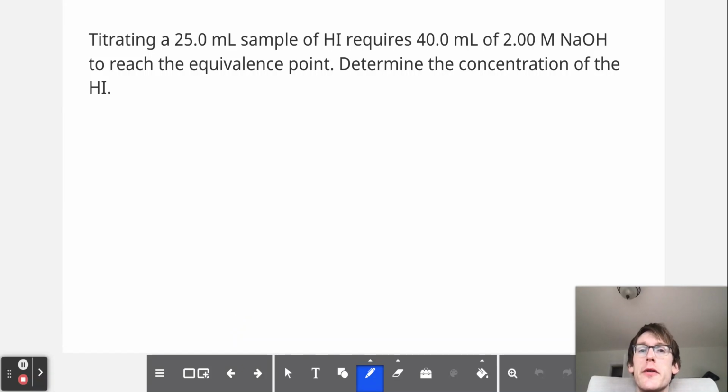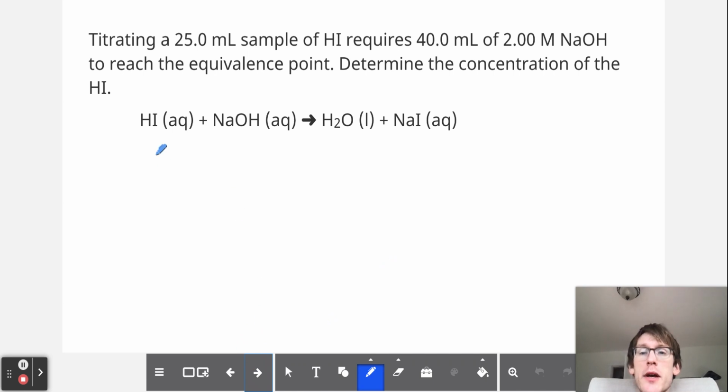In this video, we're going to learn how to approach titration-based problems. So our first problem is pretty straightforward. If you have a 25 mL sample of HI with an unknown concentration, we need to find that concentration given that it takes 40 mL of 2 molar NaOH to titrate it to the equivalence point. And if we look at our reaction equation, we have just a 1-to-1 ratio.